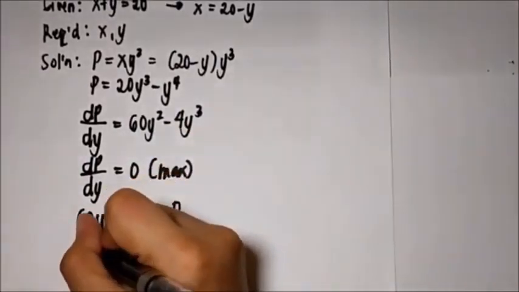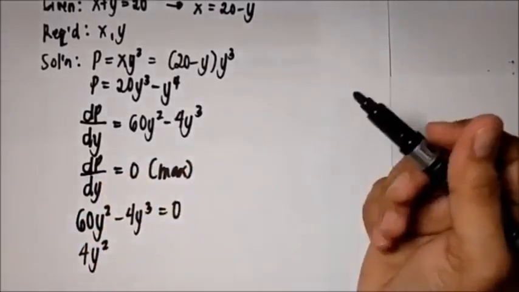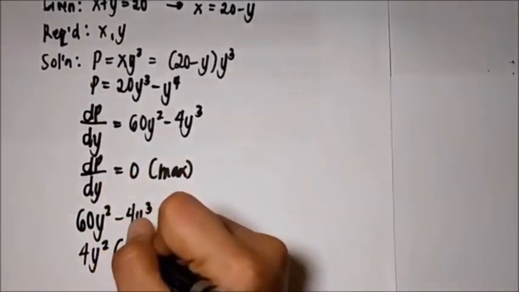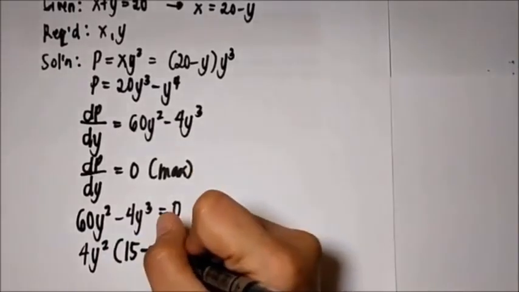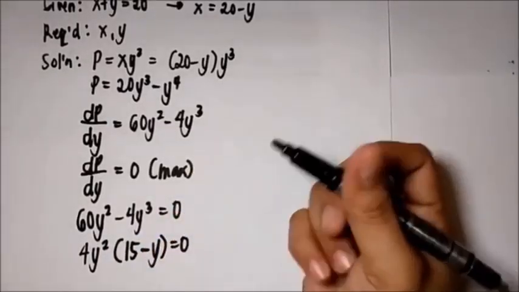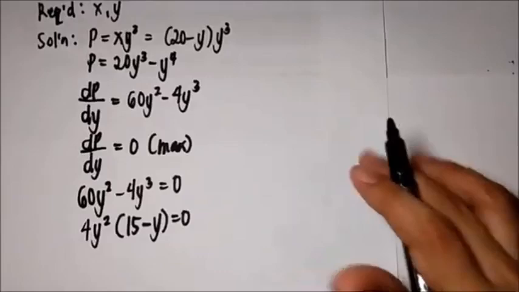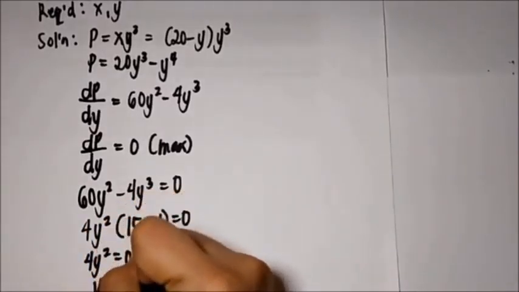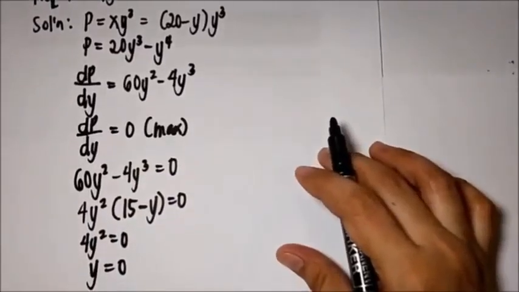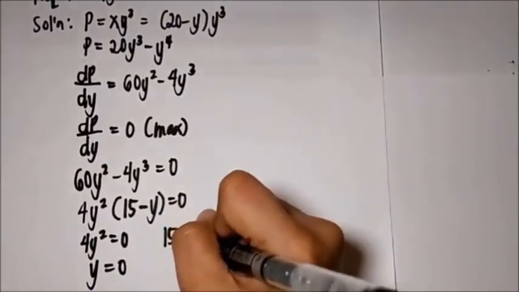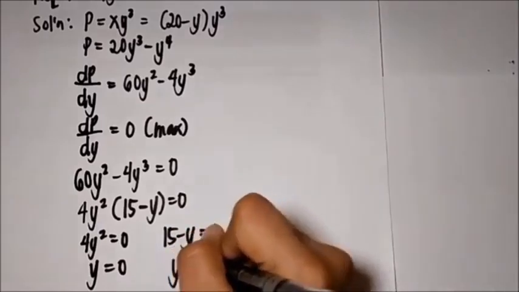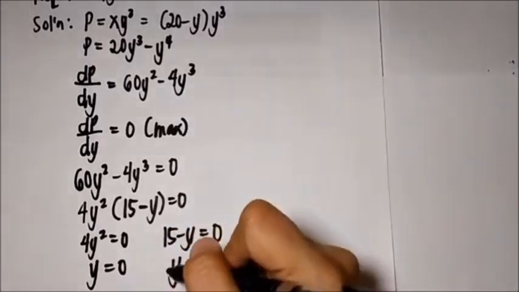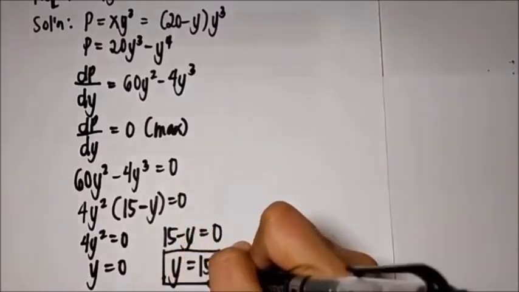We can factor out 4 and also y squared. So this is now 4y squared times 15 minus y equals 0. So we have two values of y. The first one is 4y squared equals 0, so the value of y would be 0. And the other one is 15 minus y equals 0, so y is positive 15. So one number is 15.